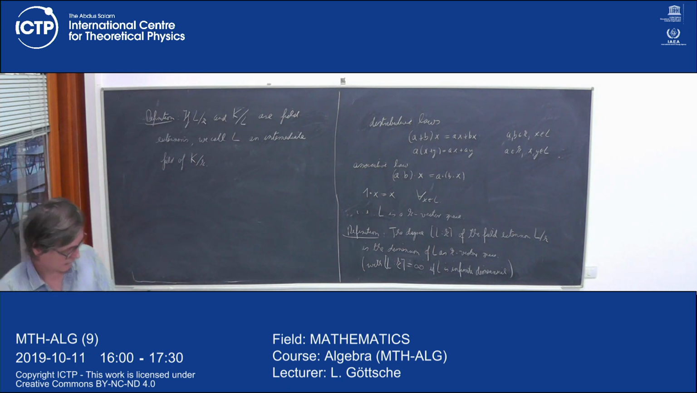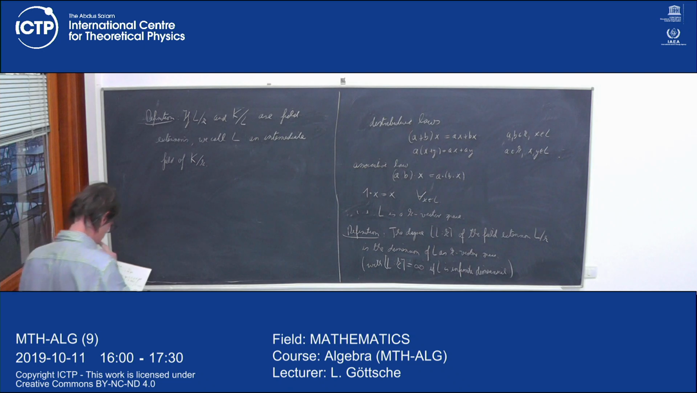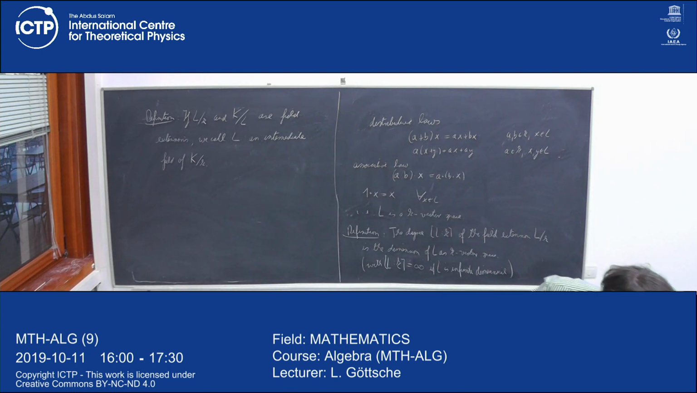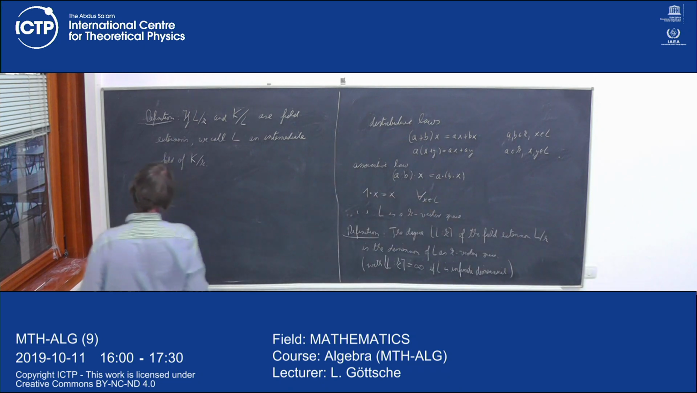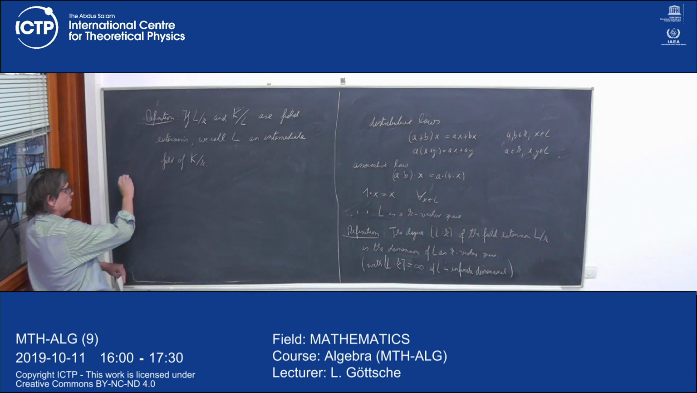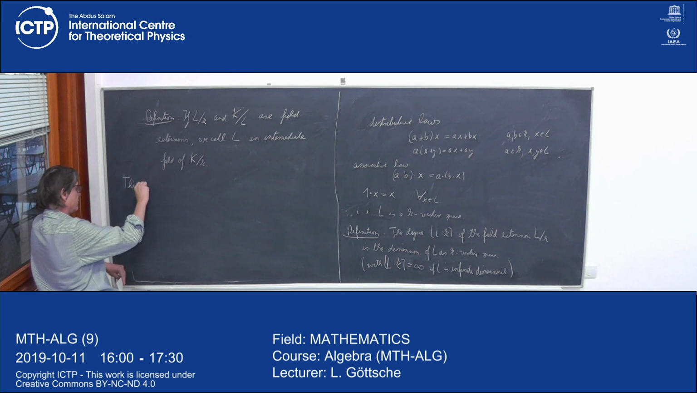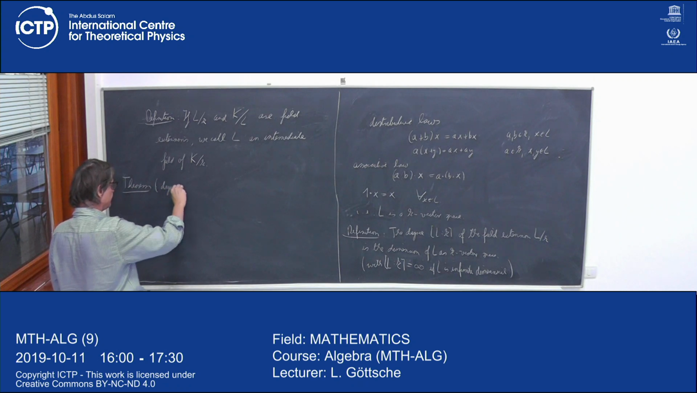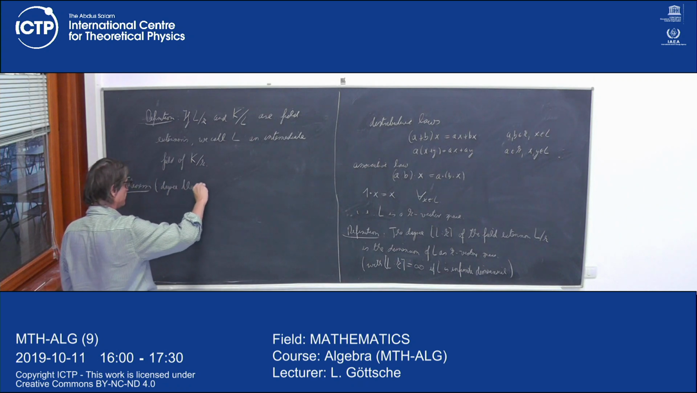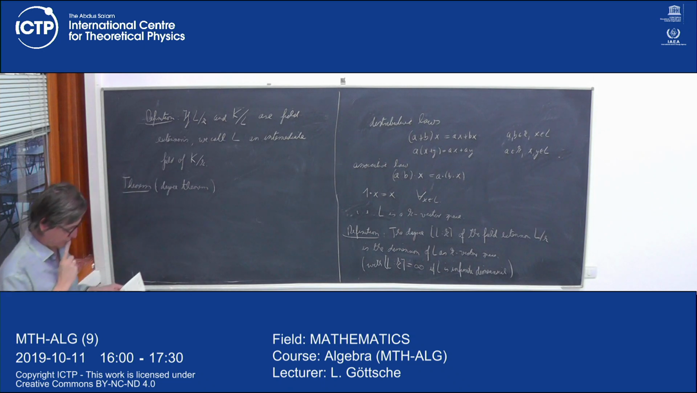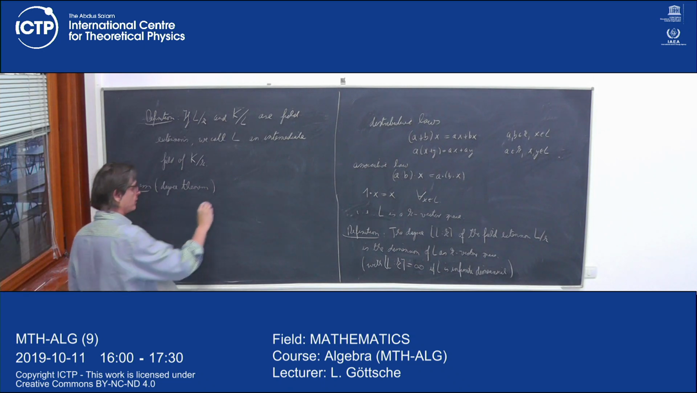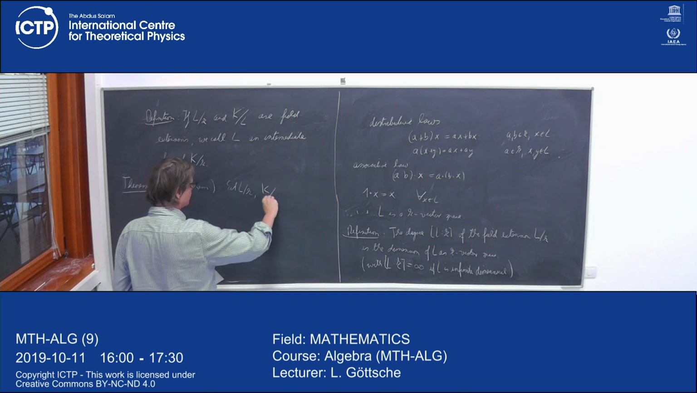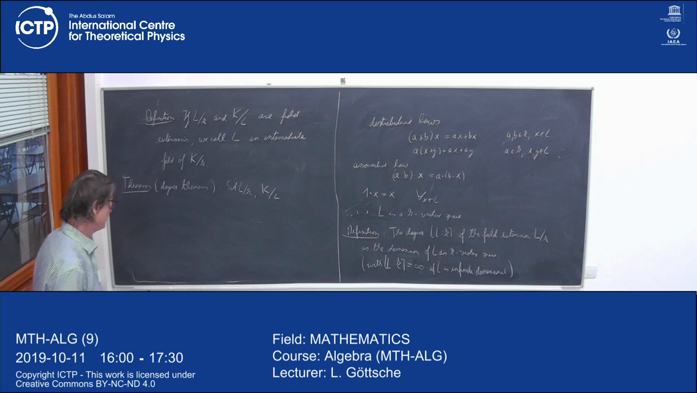Okay, so this would be the field. And then the statement is the degree theorem, which is very elementary, but it's something that we'll use all the time. Degree theorem. So assume we have such a field extension, L over K and K over L, field extensions.